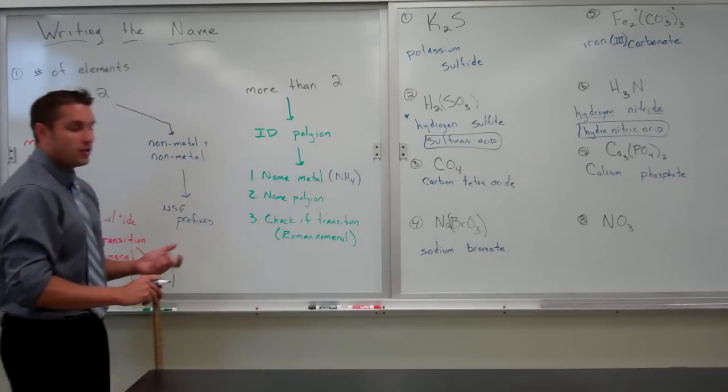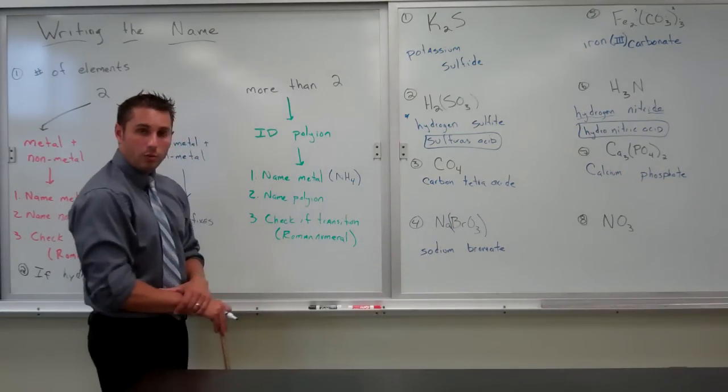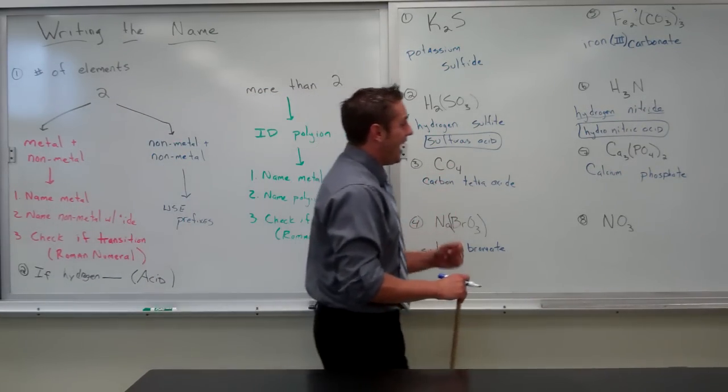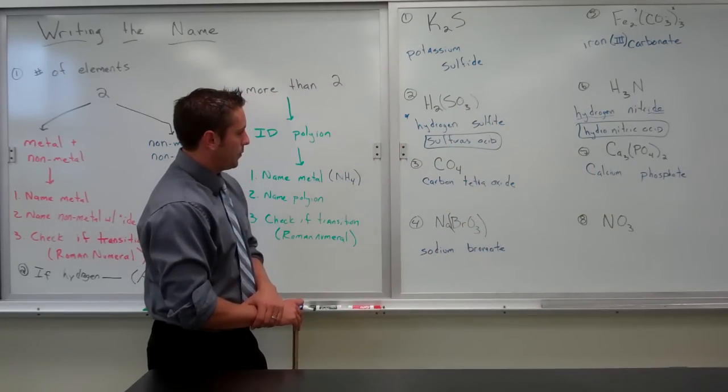Is calcium a transition metal? It's in group 2, so the answer is no. So we don't need a Roman numeral. Right? And does it say hydrogen something? It does not, so we're good with calcium phosphate.